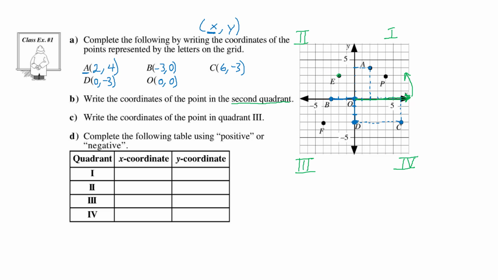So quadrant 2 has one point in it, this one. So once again, x-coordinate first, -1, -2, and then the y-coordinate second, +1, +2, +3.